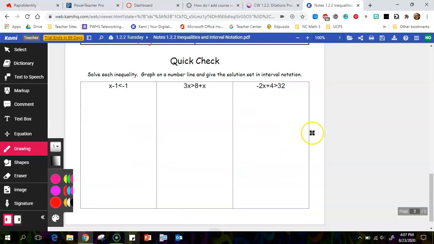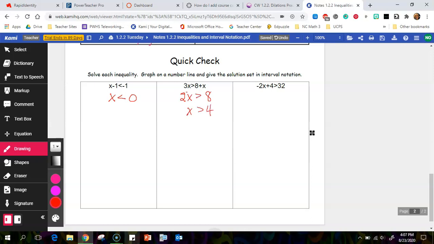Okay, last little bit of our notes here. We're going to solve these inequalities, write them in interval notation and on a number line. So x minus 1 is less than negative 1. That we're going to add positive 1 to both sides. So x is less than 0. Let's just solve them all first. Let's see. This one's going to be, I need to add a negative x over here. So that's going to be 2x greater than 8. Divide by 2. X is greater than 4.